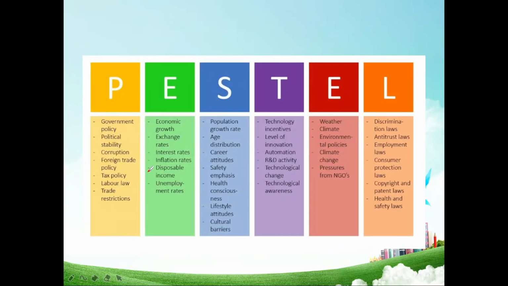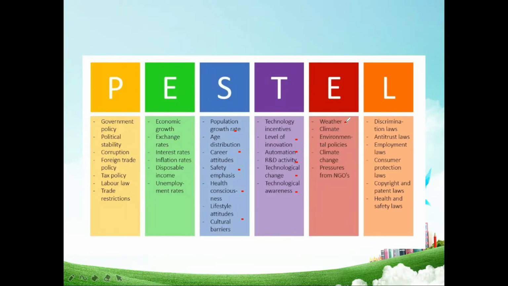Same thing here also. Again, I will not like to mention more here. So S is nothing but the social. You can see population, career attitudes, safety, emphasis on health, consciousness, lifestyle attitude, and cultural barriers. Technology: what is the level of innovation, research and development activities, automation process. Nowadays, it is very much important. What is the adverse technological change and how many technologies are coming into society? What is their awareness? It has to be taken.